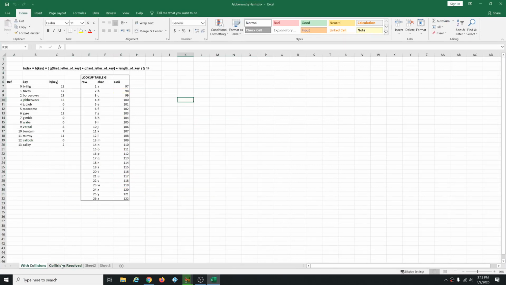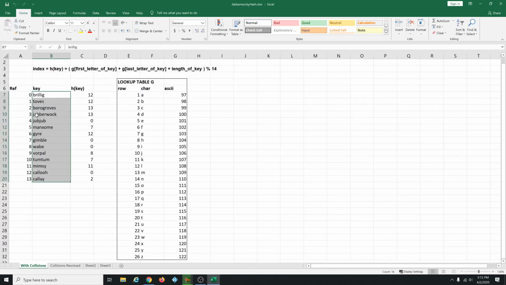So I've got a couple of tabs down here at the bottom, and these are the keys. So Brillig, Toves, Borograves, they're just crazy words. And I have this hash algorithm here which uses a lookup table, right? So the lookup table is just the letters A through Z corresponding to these numbers right here. And then, oh yeah, they have the ASCII value.